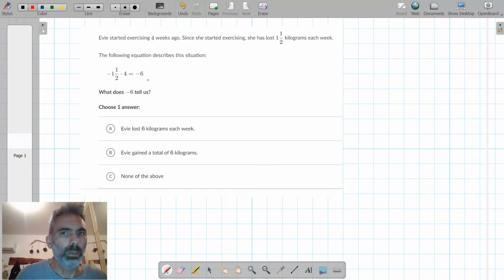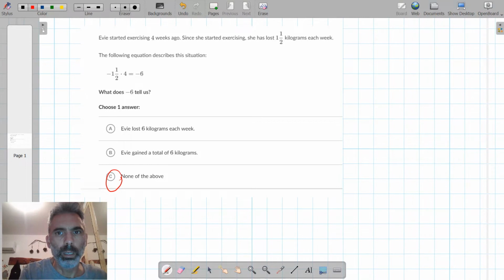Okay, so if she has lost 1.5 kilograms each week, minus 6 is the total amount of 6 kilos. She lost 6? No, not each week. It's not correct because she lost only 1.5 kilograms each week, and she didn't gain weight. She lost weight. So none of the above.